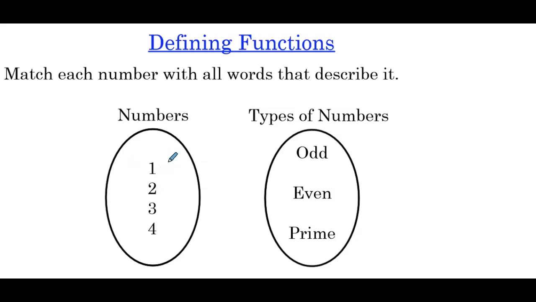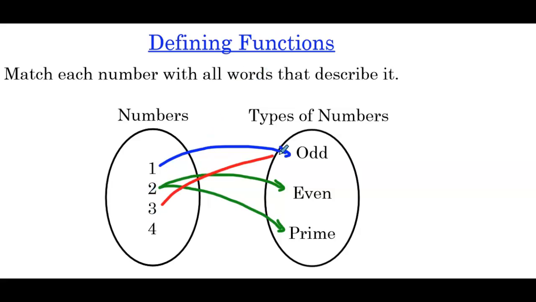So starting with 1, we can draw an arrow connecting that to odd, and that's the only arrow we can draw. 2, we can draw an arrow connecting 2 to even, and we can connect 2 to prime. Its only factors are 2 and 1. 3, we can draw an arrow connecting it to odd. We can also draw an arrow connecting it to prime. Its only factors are 3 and 1. 4, we can draw an arrow connecting it to even.